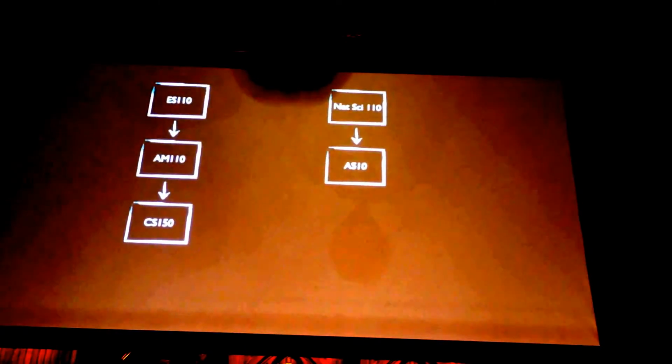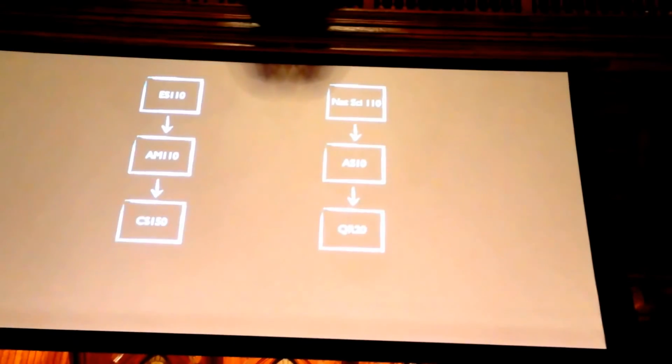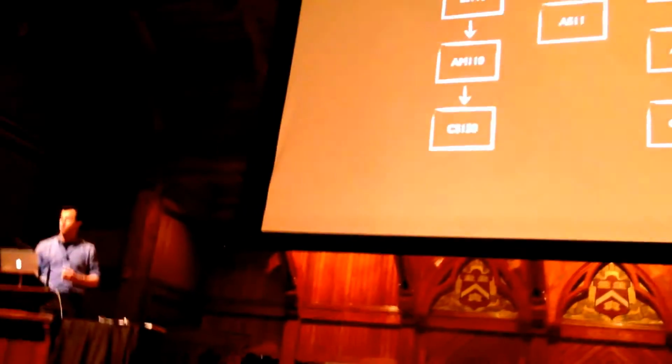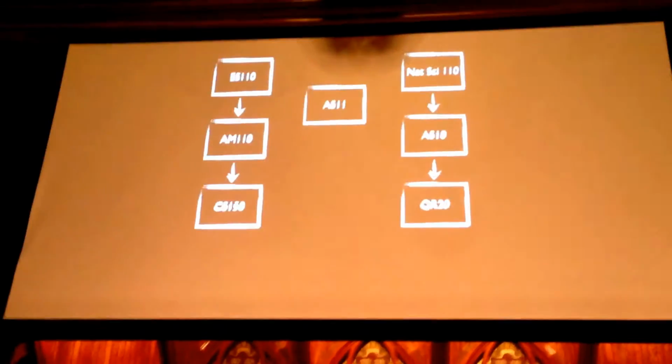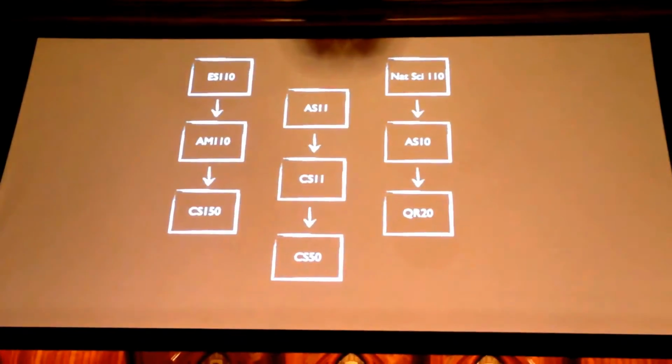Meanwhile, perhaps more of you might recall NatSci 110, which was another predecessor of ours, which too over time evolved into something called AS10, and ultimately into QR20, and then along the way was a third branch forked off from these two lineages, one focused on concentrators, one focused on non-concentrators, first called Applied Sciences 11, then Computer Science 11, until in 1989 CS50 was born.